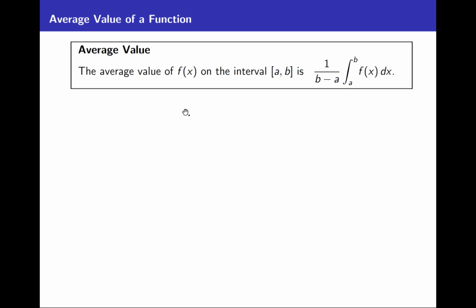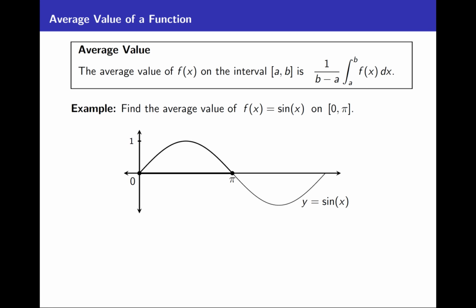Let's look at an example. I'm summarizing what we just figured out. The average value of f of x on the interval from a to b is 1 over b minus a, integral from a to b, f of x dx. For an example, let's see if we can find the average value of f of x equals sine of x on the interval from 0 to pi.